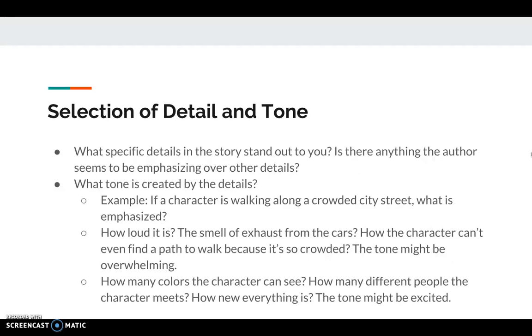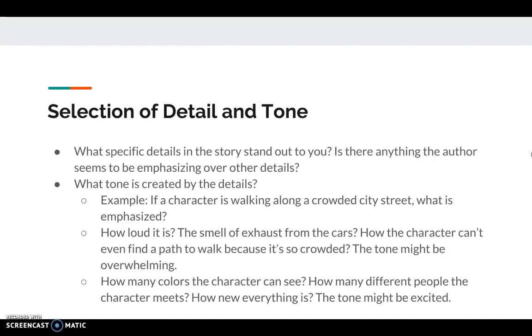And then the last thing we're going to talk about with how authors create tone is selection of detail. This is where you go beyond just the plot and look at specific details that the author gives you. Are there any details that they really emphasize? Is there anything that stands out? And then, what tone is created by the details?